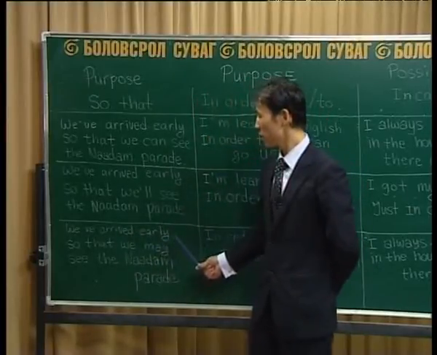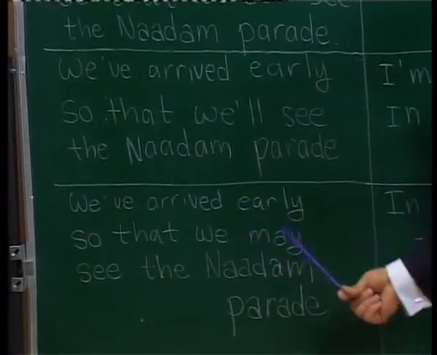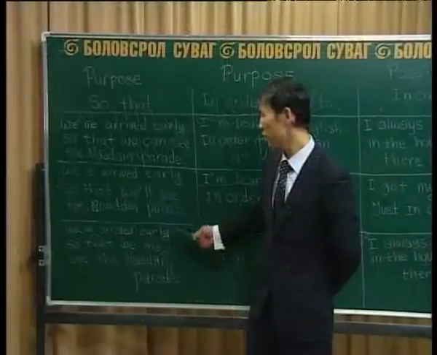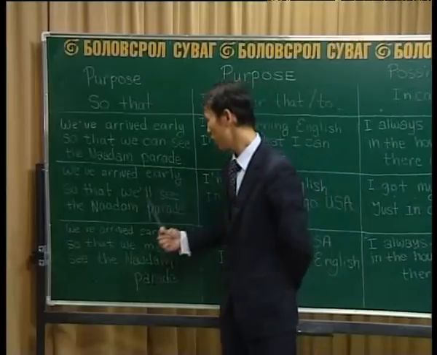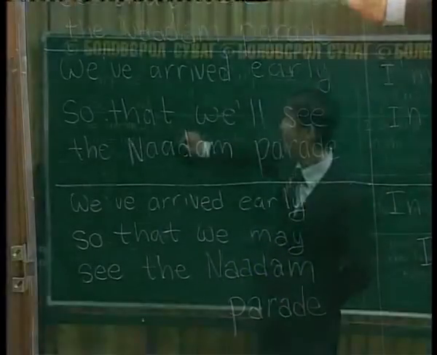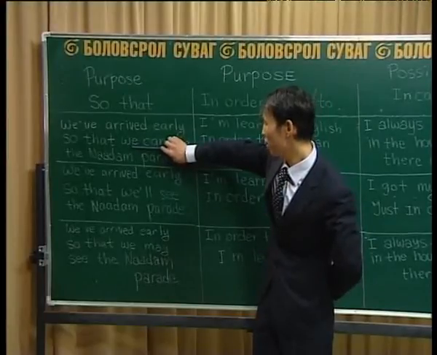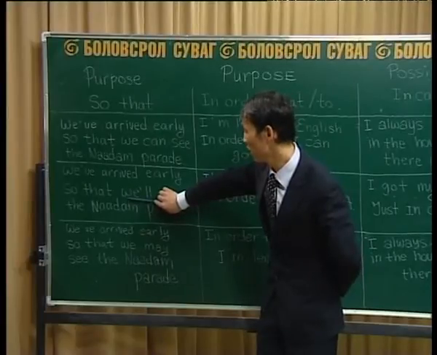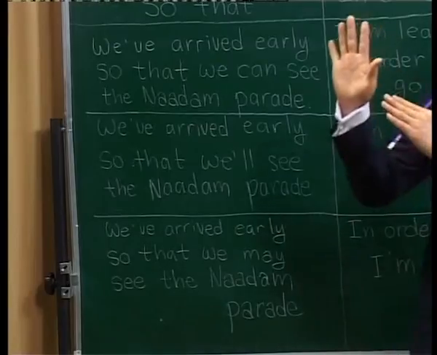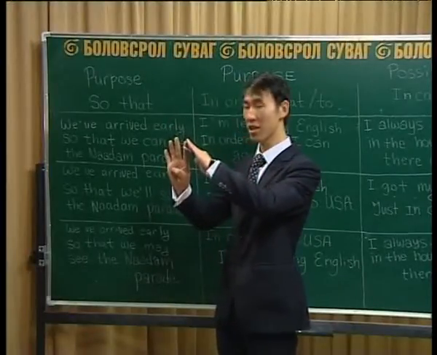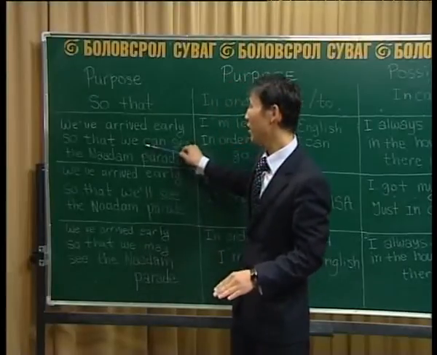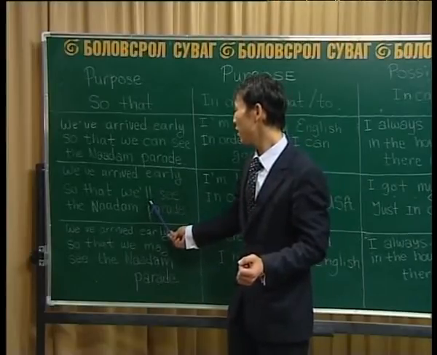Next, the third example. We arrived early so that we may see the Nodum parrot. What is different from the first two sentences? First one was can, second sentence will, and third sentence may. Now you remember? First one, can. Second one, will. Third one, may. These too can express possibility.